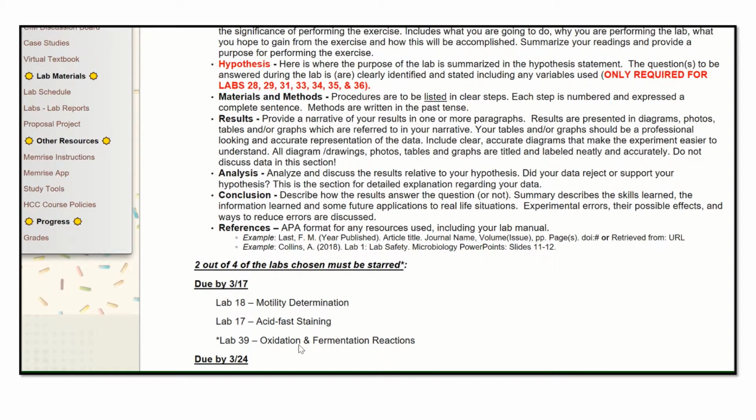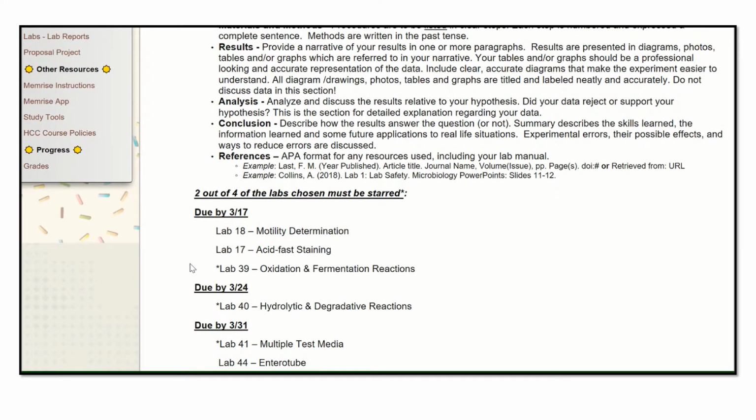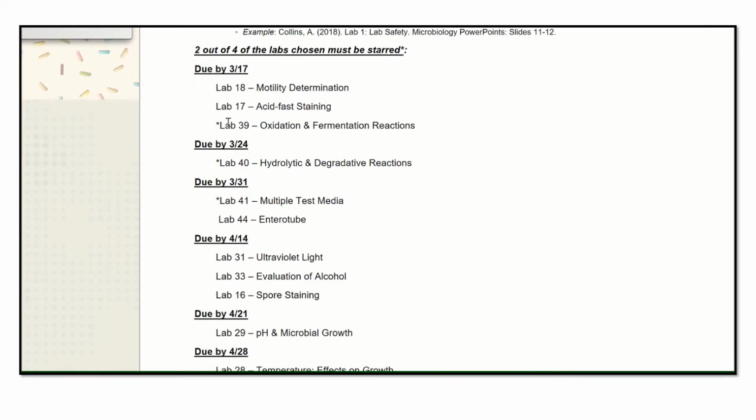So up here at the beginning I said that you would be doing 4 lab reports, each worth 10 points. But 2 of them have to be starred and 2 of them can be unstarred. So what does that mean? A lab without a star, like Lab 18, motility determination, is a very simple lab. This means that usually they can be discussed in 1 to 3 pages very simply, double-spaced.